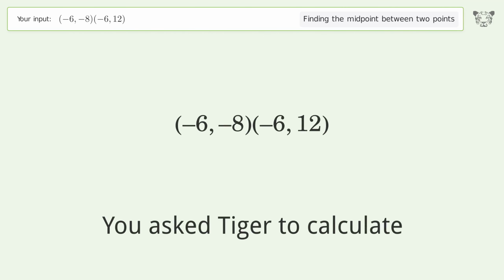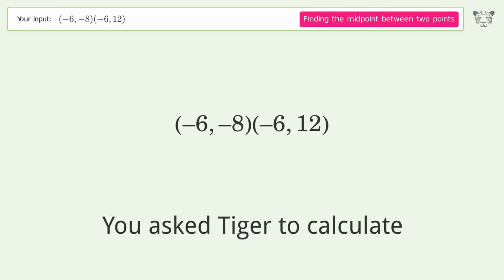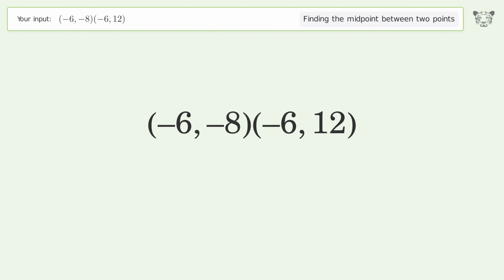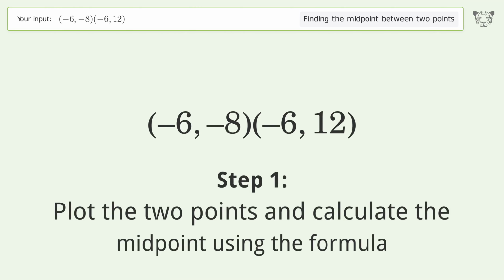You ask Tiger to calculate. This deals with finding the midpoint between 2 points. The midpoint between the 2 points is -6, 2. Let's solve it step by step. Plot the 2 points and calculate the midpoint using the formula.